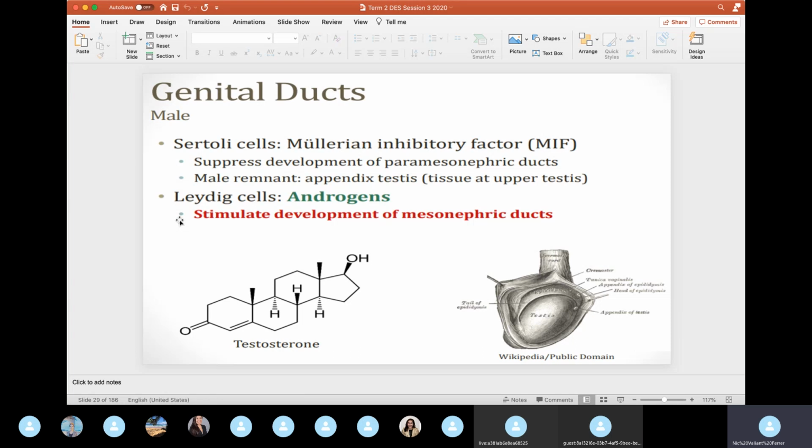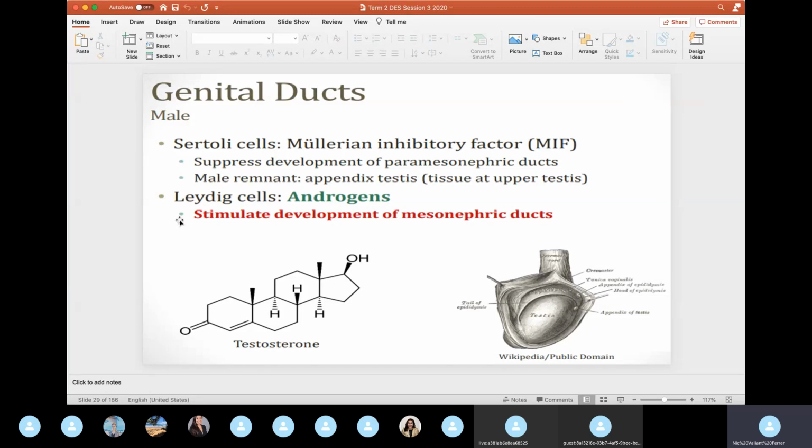So let's talk about the genital ducts. In the male, don't forget high-yield Sertoli cells. The Sertoli cells secrete Mullerian inhibitory factor. What is the function of the Mullerian inhibitory factor? It suppresses the development of your paramesonephric duct. So this makes sure that you are male, right? It makes sure that you develop the mesonephric duct to develop male characteristics.